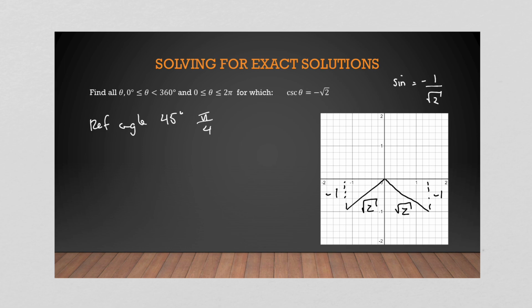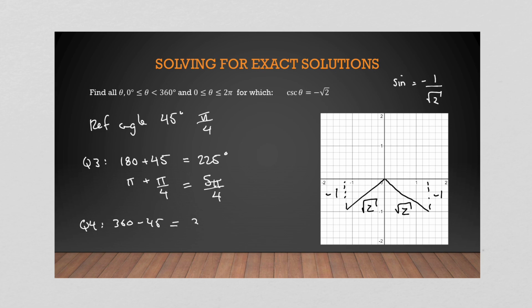So I have Q3. We'll do both here. So Q3 for degrees is 180 plus 45, which is going to give me 225 degrees. And I have pi plus pi over 4, which gives me 5 pi over 4. So those are my solutions for Q3. And then in Q4, I'm going to have 360 minus 45, so 315 degrees, and then 2 pi minus pi over 4, which is 7 pi over 4.